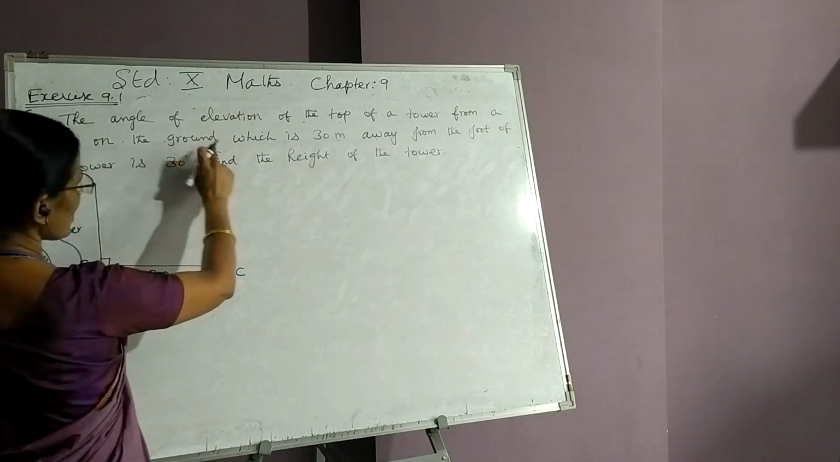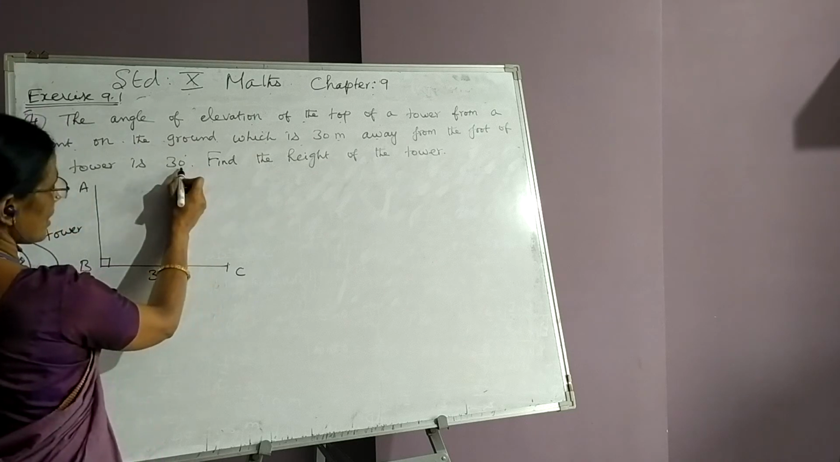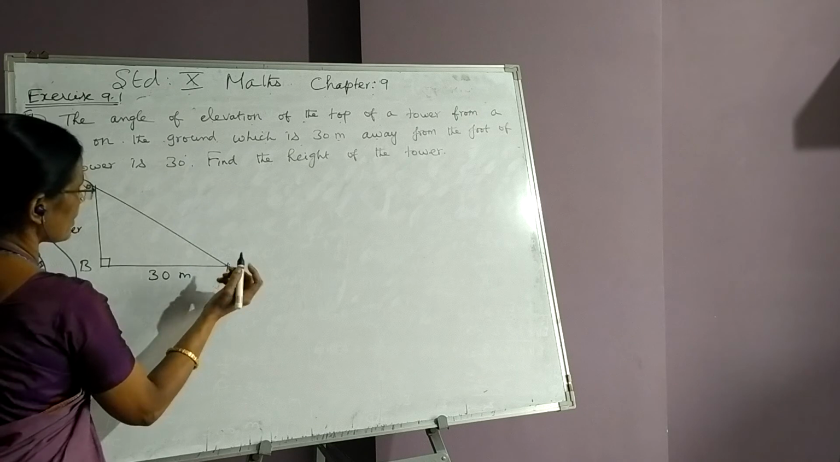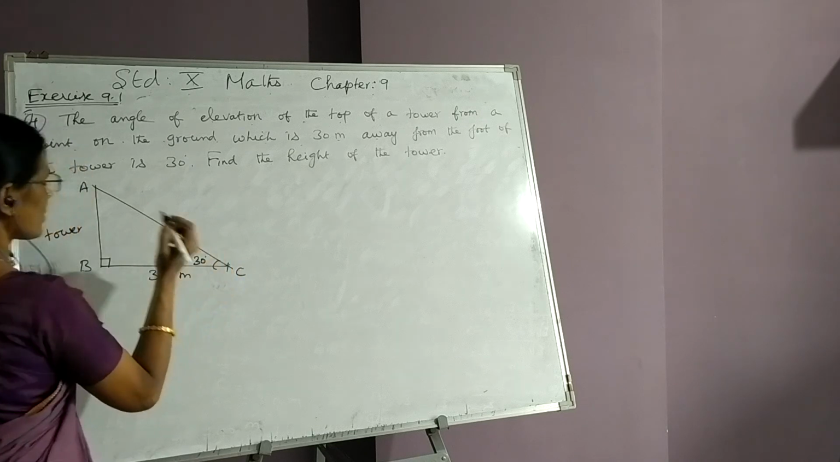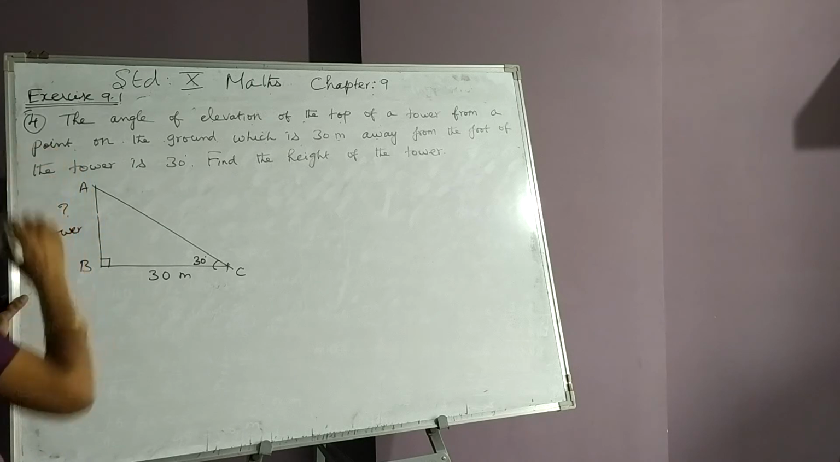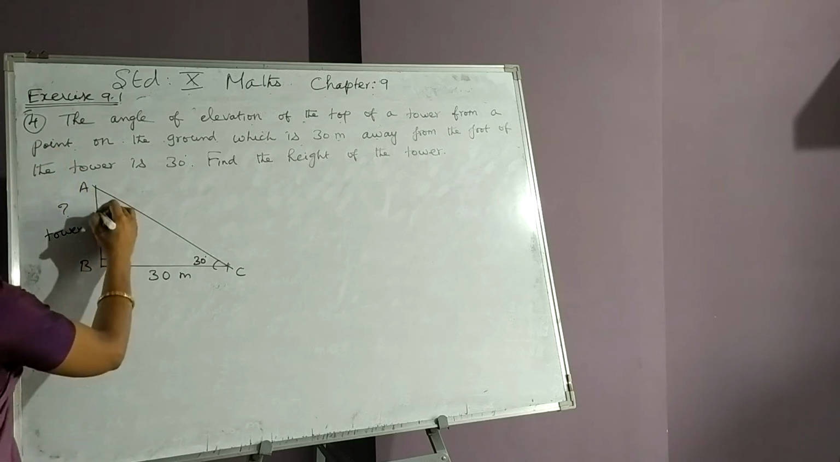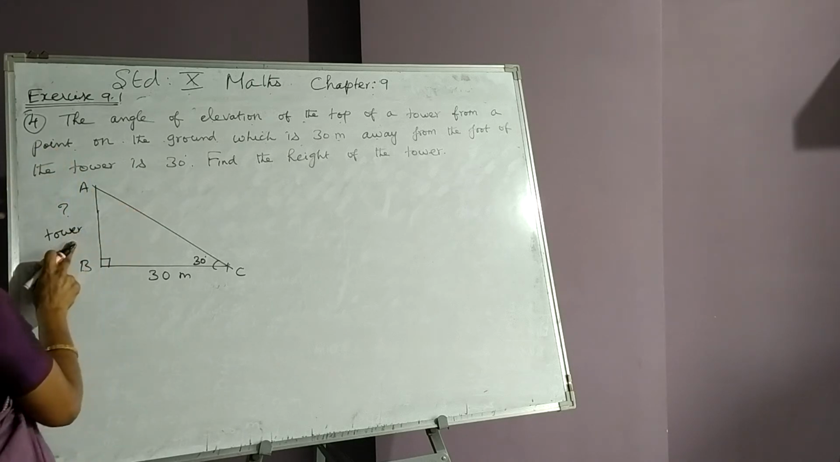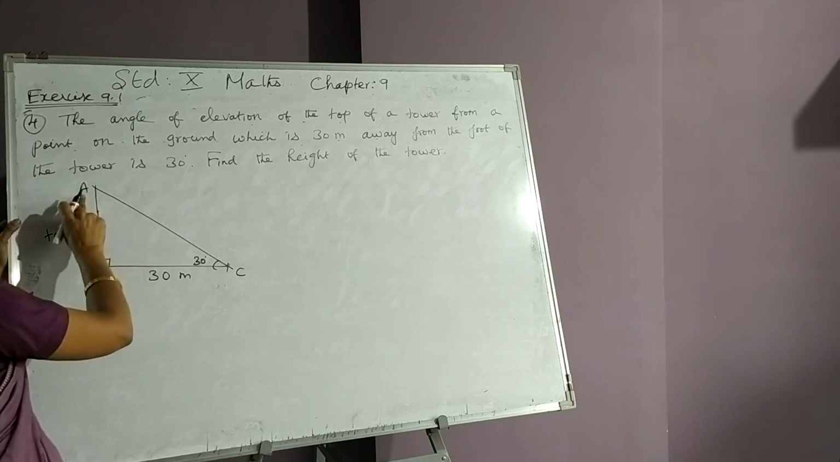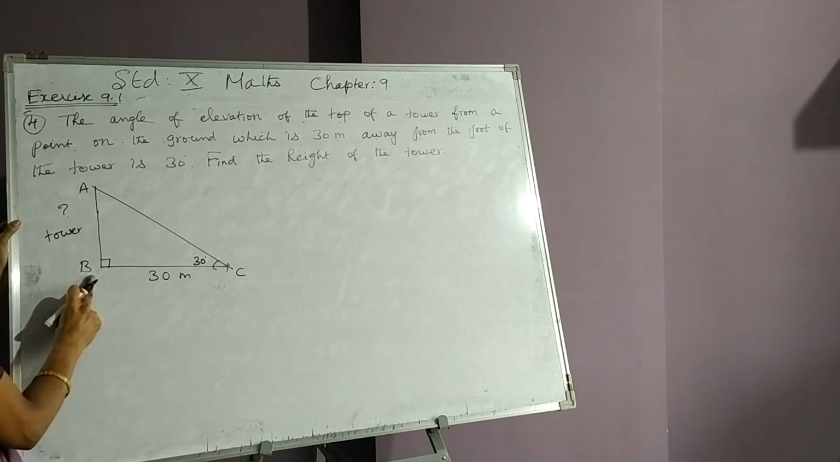So what is the elevation found? The elevation is 30 degrees. So from C, the top of the tower is observed. Therefore, the elevation is 30 degrees. The question is find the height of the tower. We are asked to find out AB. So there is a tower. To indicate the tower, we have drawn a vertical line AB. A is the top of the tower, B is the foot of the tower.